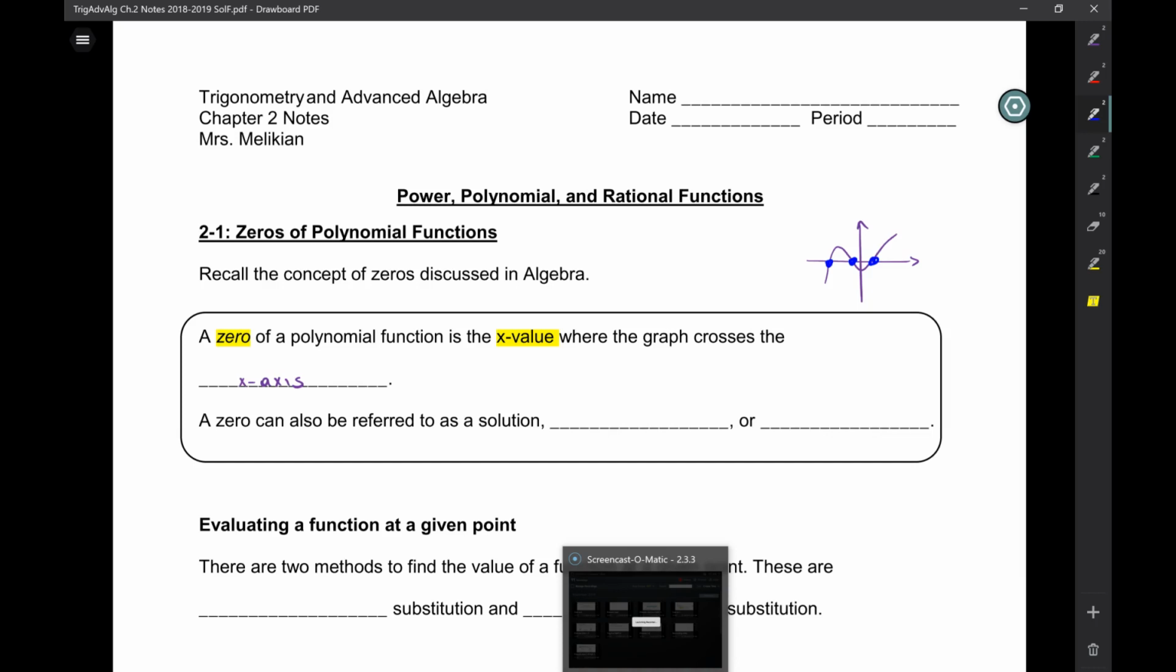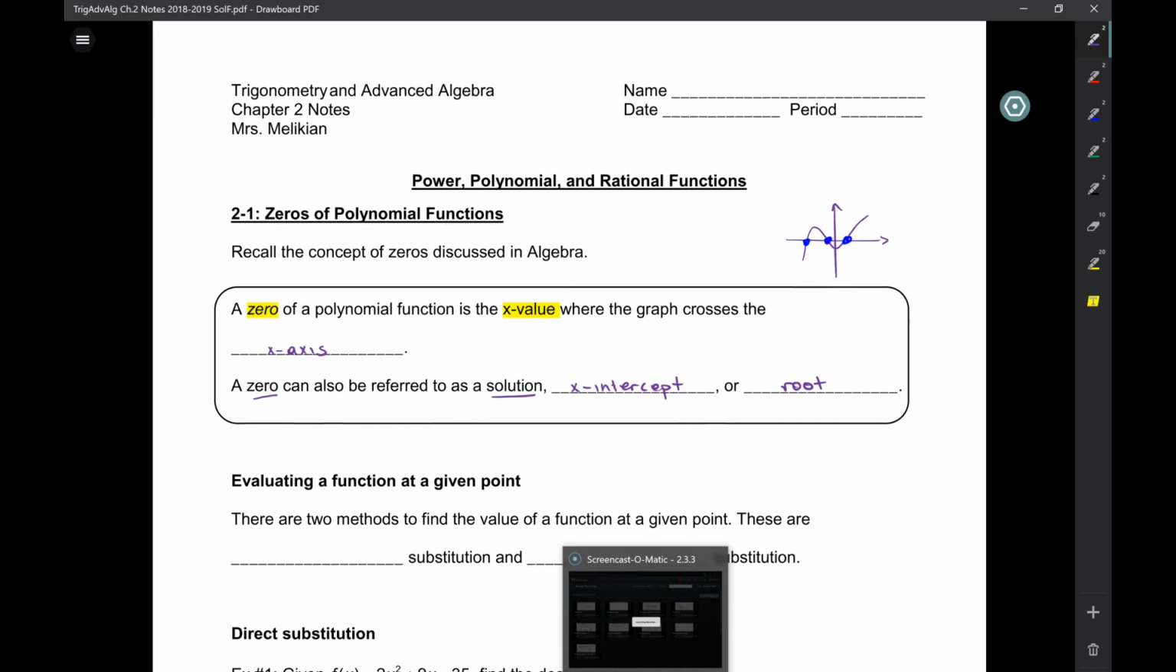Okay. A zero can also be referred to as a solution, an x-intercept, or a root. So all four of those mean the same thing: zero, solution, x-intercept, root.